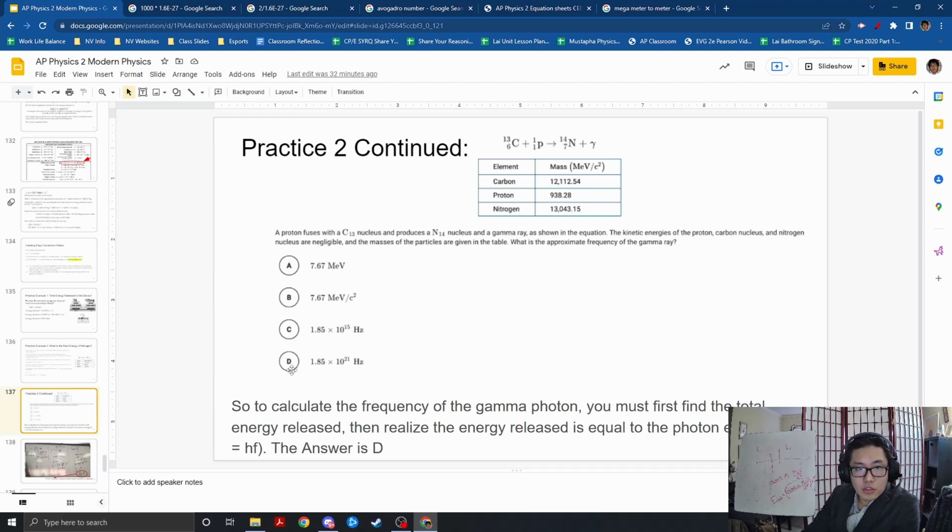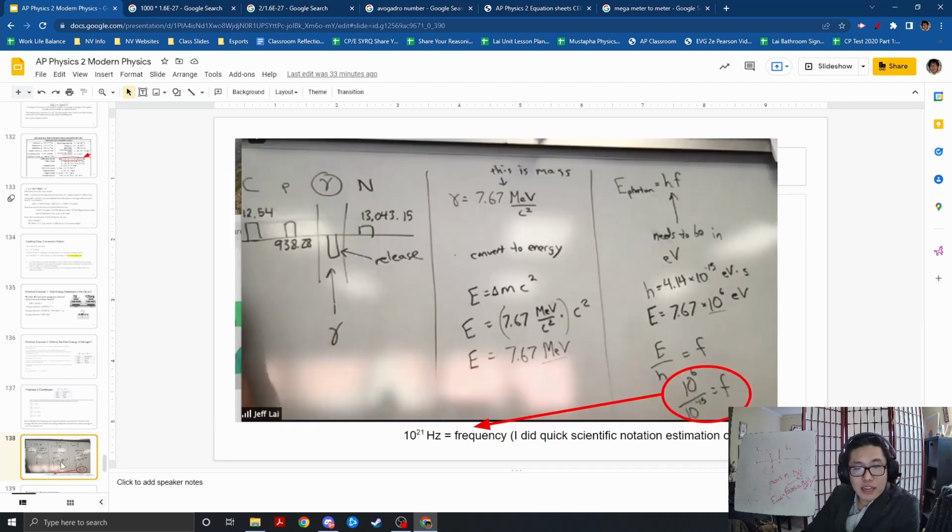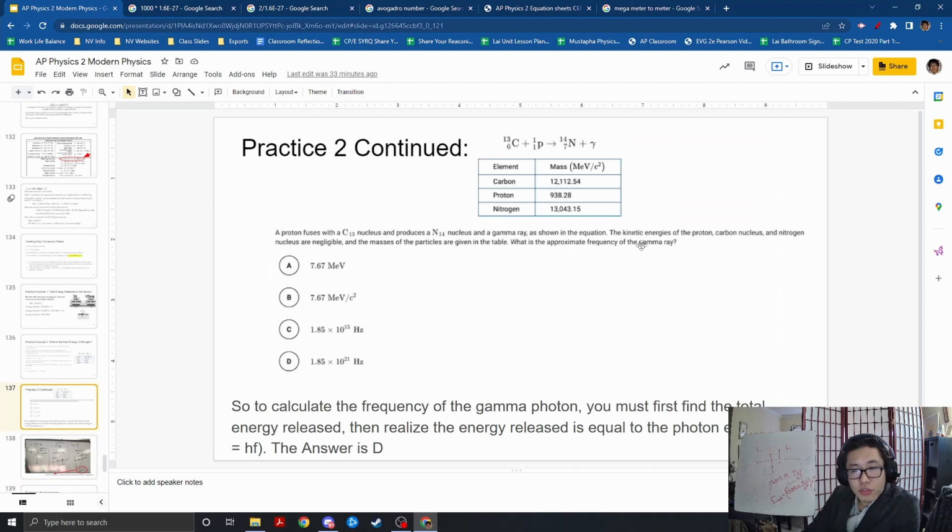So let's actually move on to practice problem number 2 continued. So in order to actually solve this problem, why don't you guys pause it if you'd like to figure it out. This problem has a few steps. All right, so if you paused and attempted it, the next slide actually shows you the answer over here. All right, so your goal was not just to find the total amount of energy released. Your goal was to find the frequency of the gamma rays that are being released.